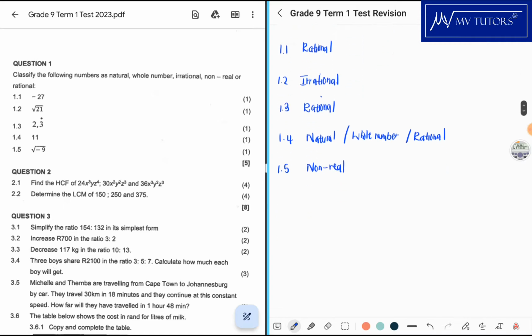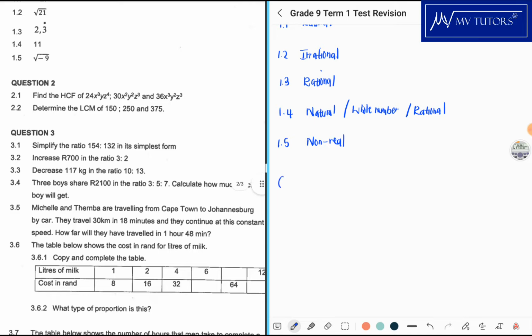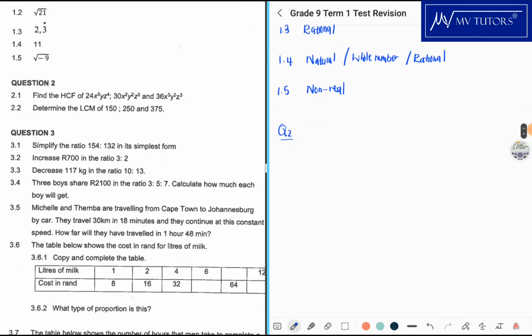Okay, 1 mark each. That should have been a nice recap from grade 8 work. And now we get to question 2. Question 2.1 says, find the highest common factor. We have 24 x cubed y z to the power 4, and then we have 30 x squared y squared z cubed. And lastly, we have 36 x cubed y squared z cubed.